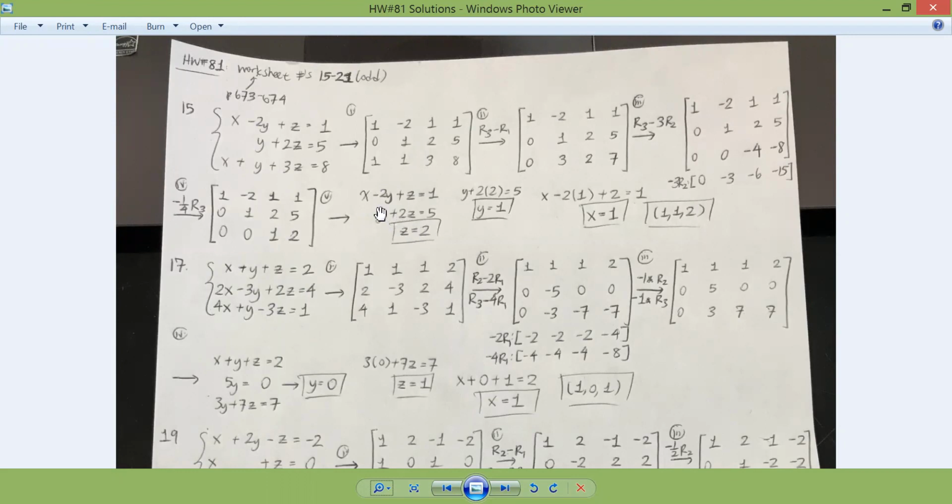Next, I'm going to solve for y, so y plus 2z equals 5. That's y plus 2 times 2 equals 5, which would make y equal 1 after subtracting 4 from both sides. And then lastly, we're going to solve for x. So x minus 2y plus z equals 1. So that'll be x minus 2 times 1 plus 2, right? Z is 2, equals 1. Minus 2 plus 2, that's 0. So that will leave us with x equals 1. And so our final answer is going to be 1, comma 1, comma 2.